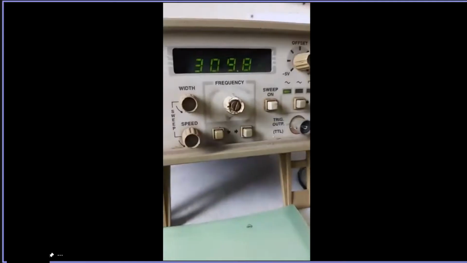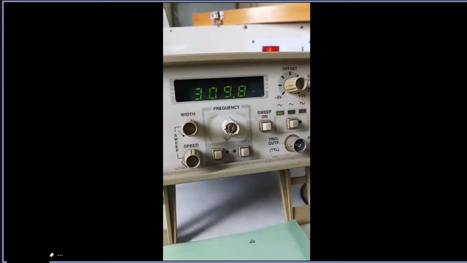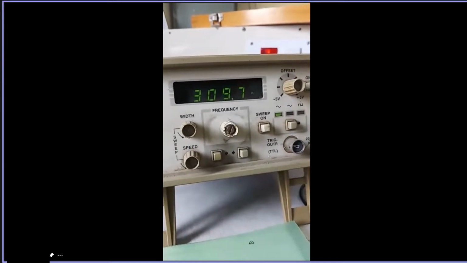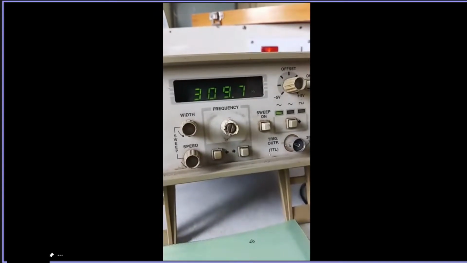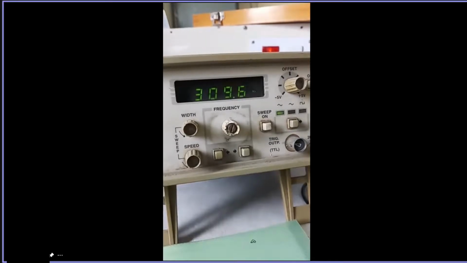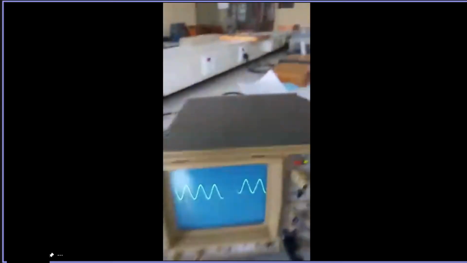Yes, so we have tried to set at 300. We are getting 309 because it is fluctuating. So it's okay, 309, not much variation, okay? At 309, again, the same voltage we have, there's no variation in the voltage. It is still 2 volt, right? It's still 2 volt. And we are going to see the output.